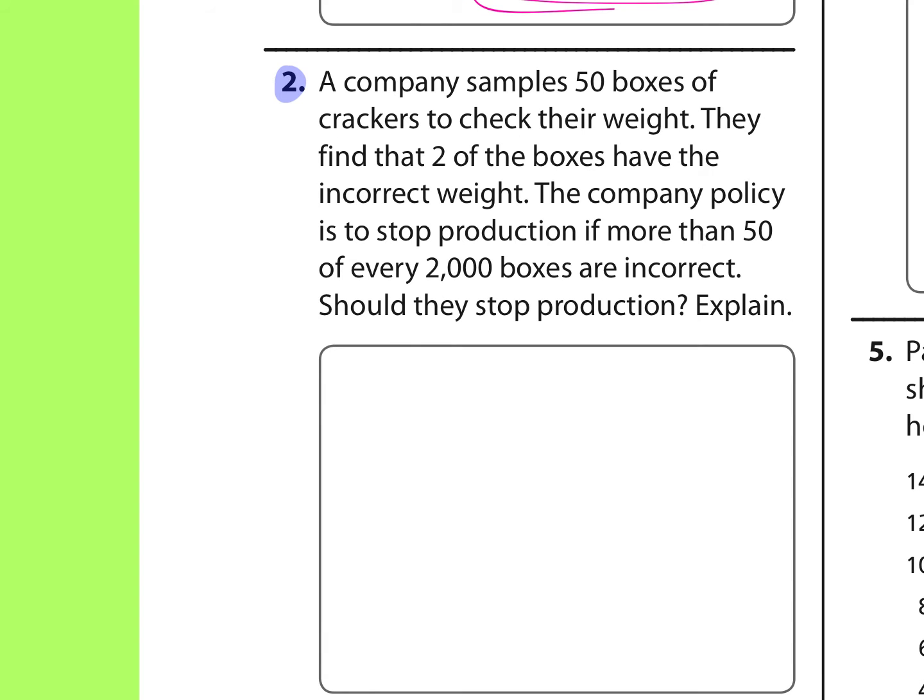Number 2, a company samples 50 boxes of crackers to check their weight. They find that 2 of the boxes have the incorrect weight. The company policy is to stop production if more than 50 of every 2,000 boxes are incorrect. Should they stop production? So let's see what's incorrect to start with. 2 out of 50. So in our sample, 2 out of 50 are incorrect.